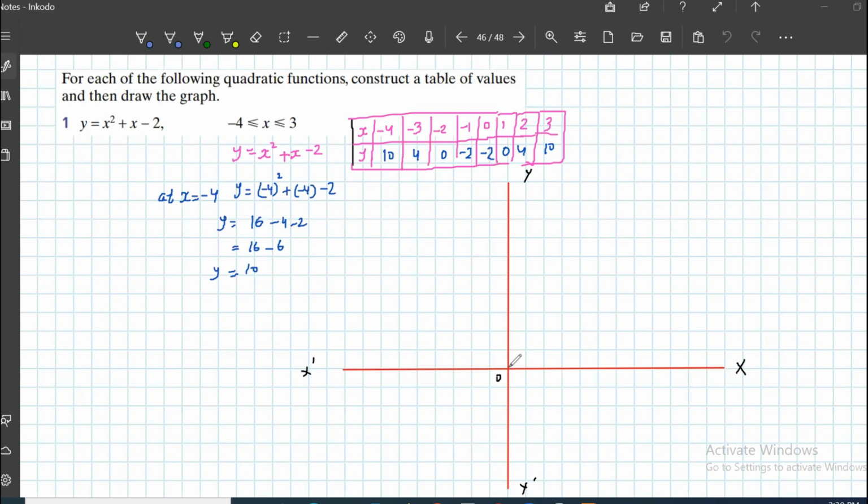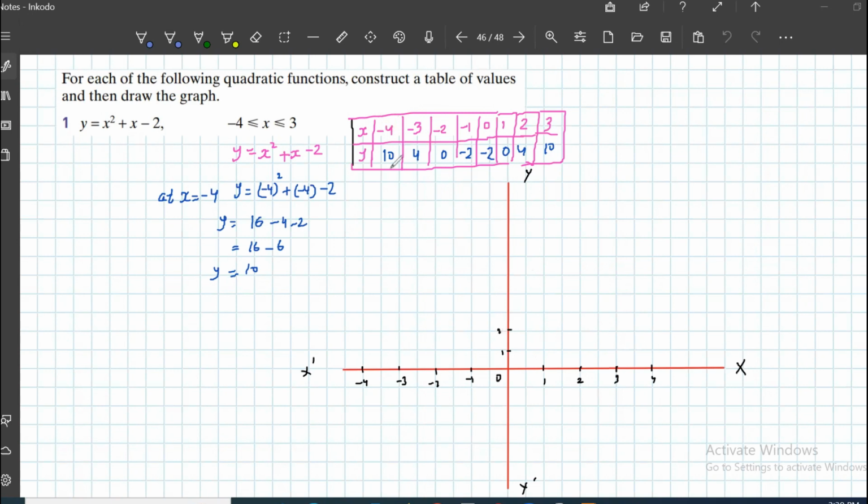So here I will consider along the x-axis each two boxes equal 1. For example, here 1, 2, 3, 4. Along the x-axis on the left side, -1, -2, -3, -4. So it works. And along the y-axis, we need a maximum value of 10. So each box equals 1, 1, 2. In this way we can calculate.